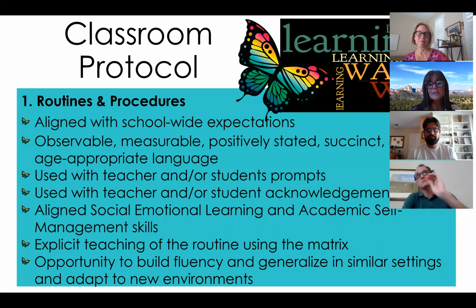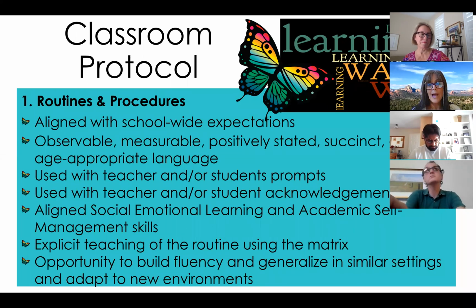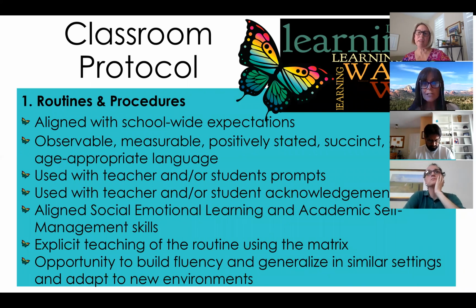It's important to think about the alignment of the matrix with social emotional learning, and how are we using that matrix to create academic self-managers, having our kids be able to navigate and know what social skills to use to be successful. Are we explicitly teaching those routines? And do we provide the opportunity to practice and build fluency so we can generalize those social skills and adapt to new environments? So this is just a teaser. We're not going through the training, but you're going to see that the 8 powerful pieces of the matrix might flow within this.